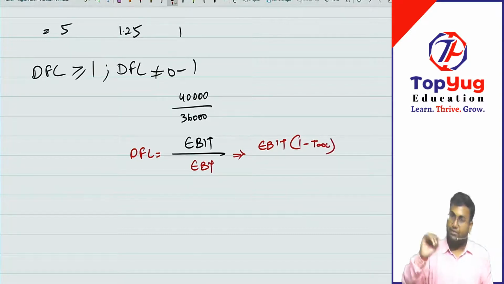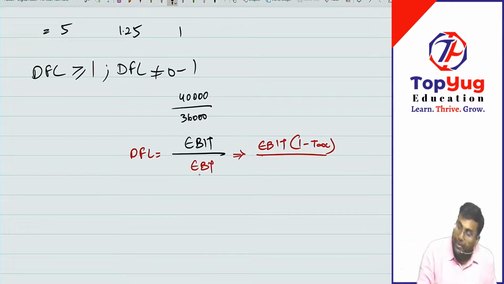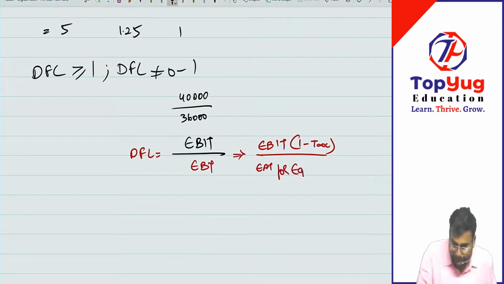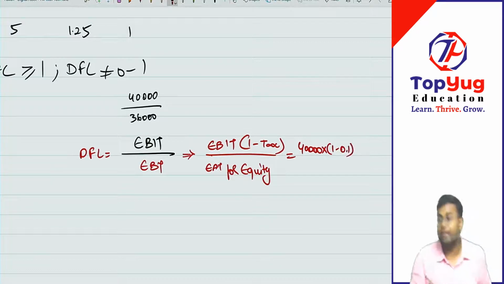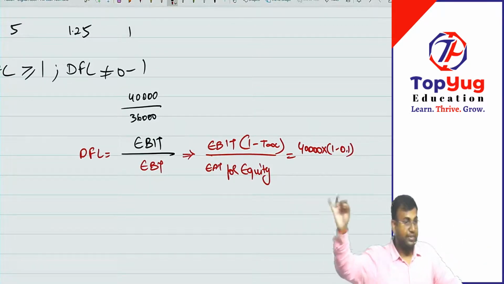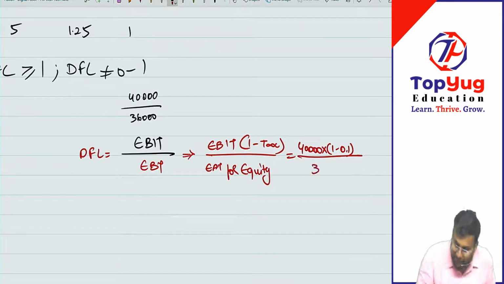Sir, how will it neutralize? We'll see. Divided by EBT, which will have to be taken downwards. That was EAT for equity. Now recalculate. That is 40,000 EBIT into 1 minus tax, what is it? 0.1, 10%, the tax rate percentage is given. Divided by EAT for, which is 36,000.